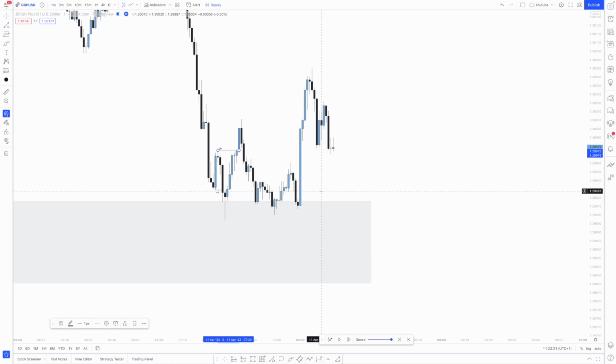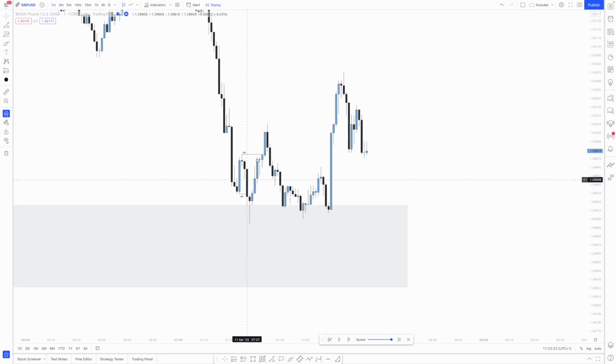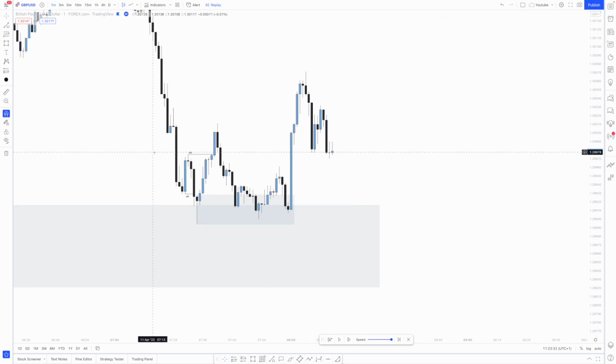And then as you can see, once we have had this change of character and the break to the upside, what has that now done? It's gone ahead and it's left this demand zone right here, and then as you can see, what has price then done? It's come back down, traded into this demand zone, and then it's continued up in the, obviously, the bullish direction.